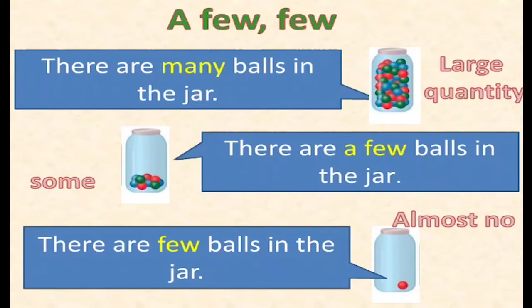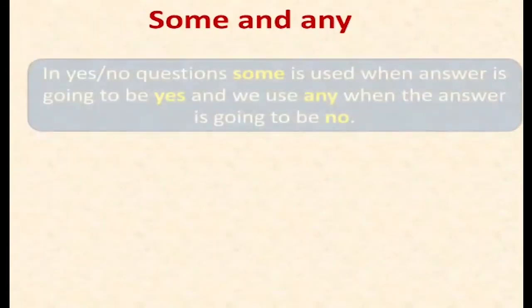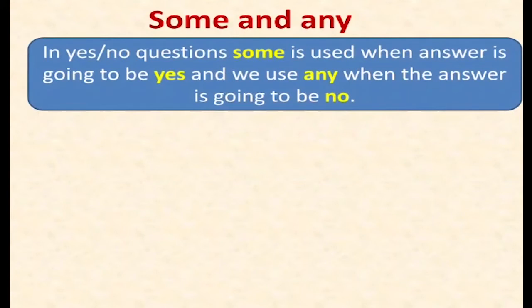Okay, so a few and few. A few is used when there is some, so something is positive, and when it is almost no, negative, we use few. What is the difference between some and any? If yes or no questions are used, some is used when the answer is going to be yes, and we use any when the answer is going to be no.